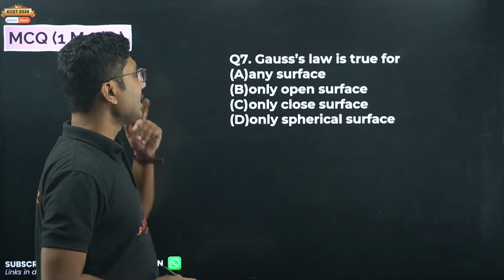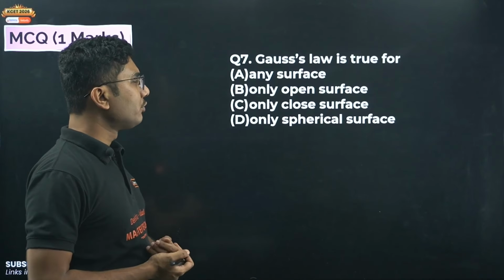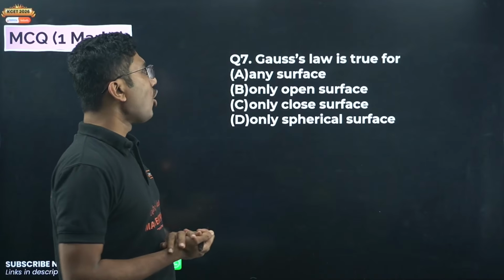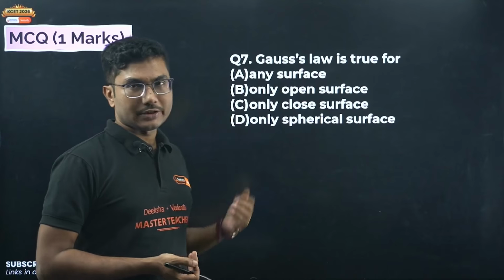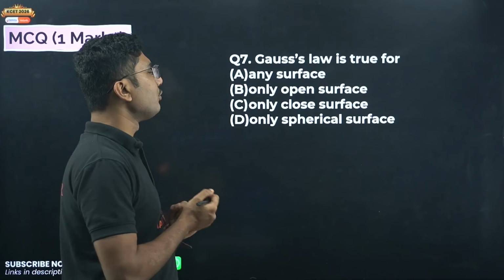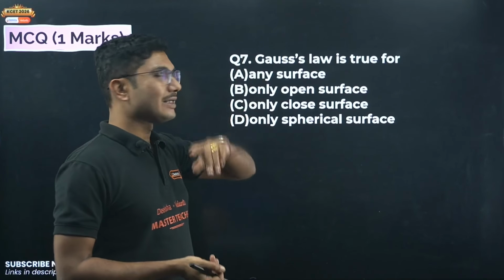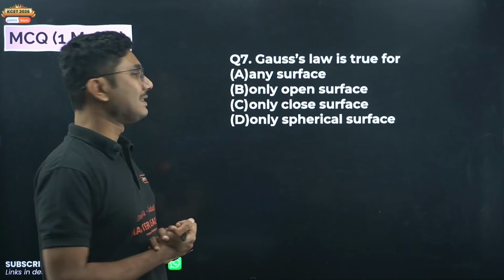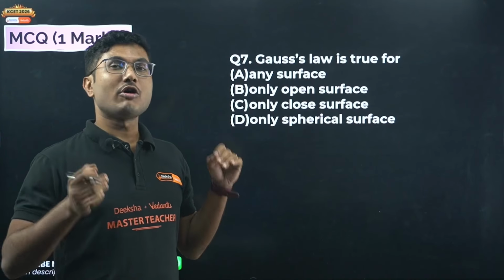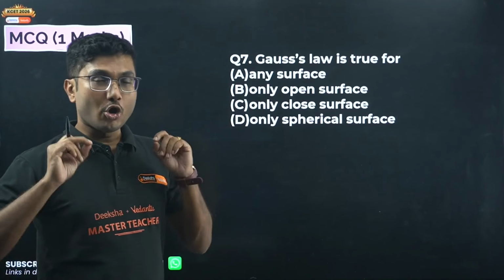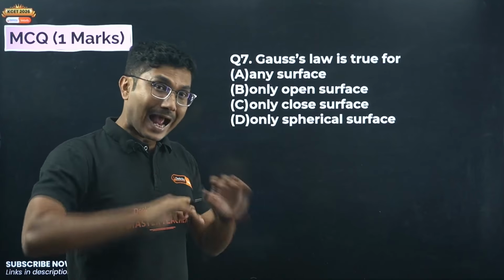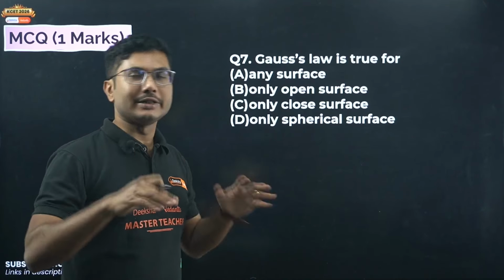Now next question. Gauss's law is true for any surface, only open surface, only closed surface, only spherical surface. Now 90% of you will blindly mark any surface, and that is not true. Gauss's law is true for only closed surface, and that closed surface can be anything.